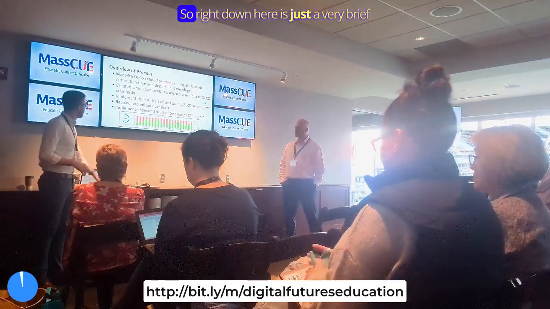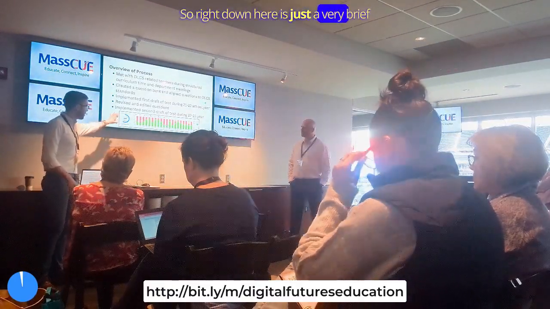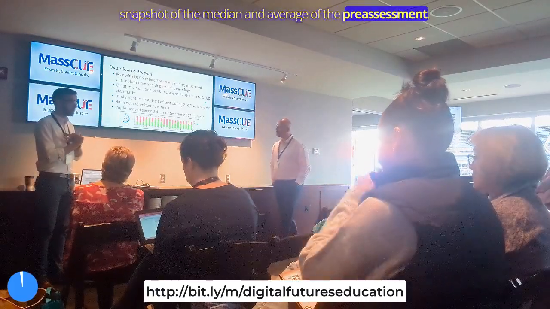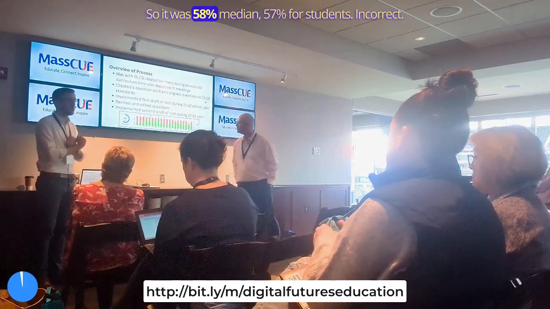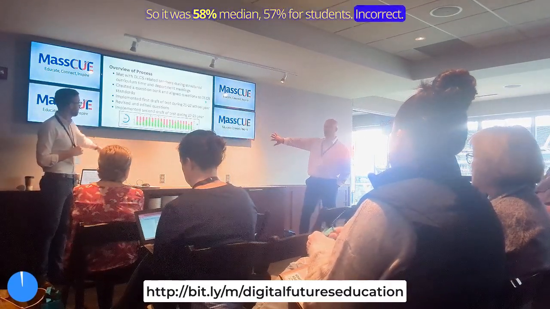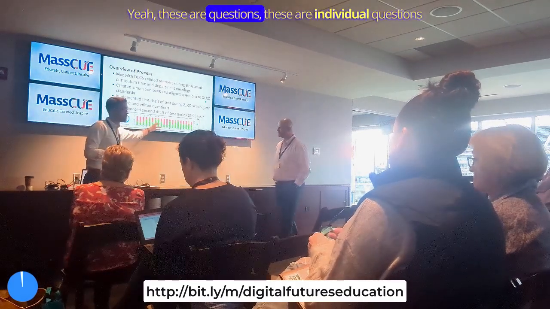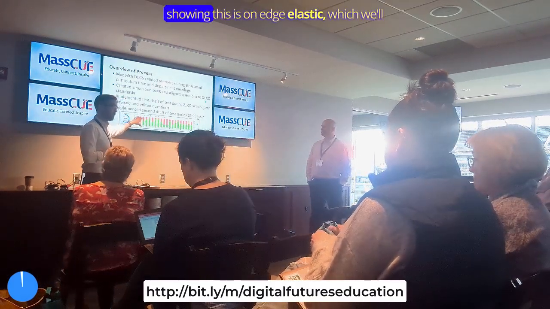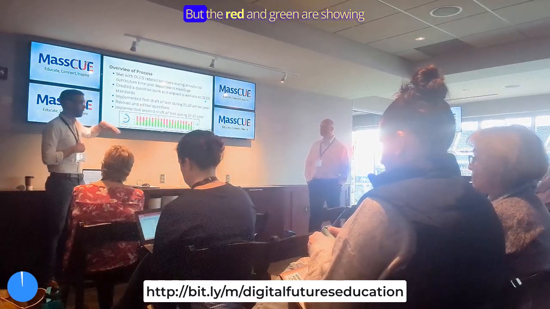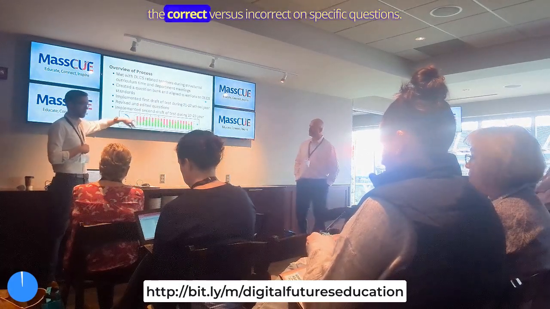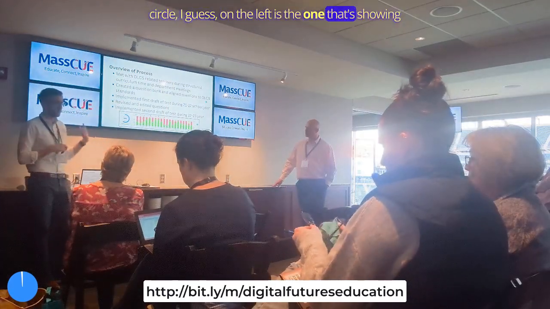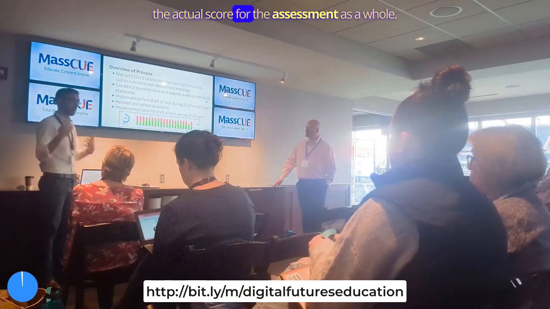So right down here is just a very brief snapshot of the median and average of the pre-assessment. So it's 58% average and median 57% for students. Pink is incorrect. Yeah, these are individual questions showing. This is on Edulastic, which we'll talk a little bit more about later. The red and green are showing the correct versus incorrect on specific questions. This circle on the left is the one that's showing the actual score for the assessment as a whole.